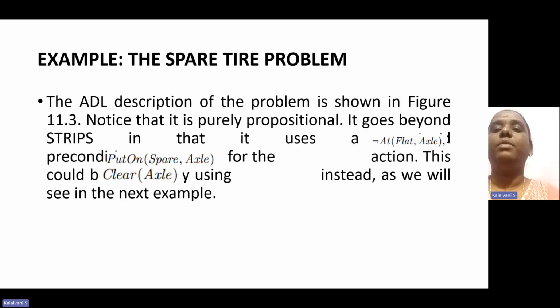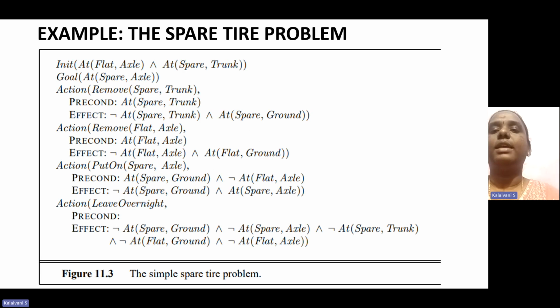So how can these be performed in order to achieve the goal? This is another example they have given. In the initial state, the tire on the axle is flat, so it is given as flat at axle, and the spare tire is available in the trunk of the car, so it is given as spare comma trunk. What is the goal state? The spare tire from the trunk should be placed on the axle. So that is the goal state.